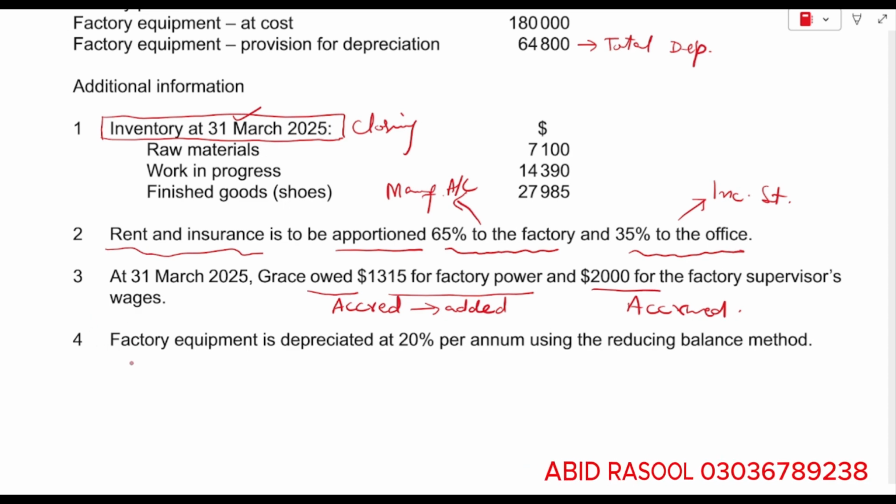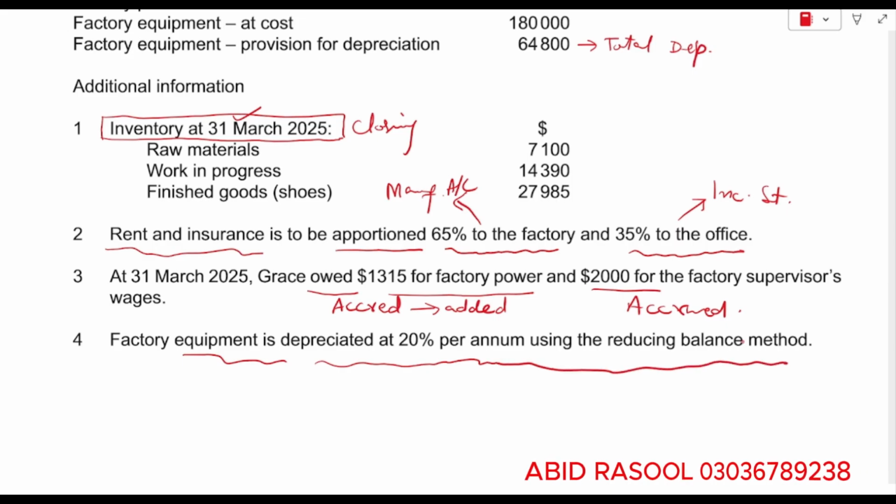So next, factory equipment is depreciated. Equipment is depreciated at 20% per annum using the reducing balance method.